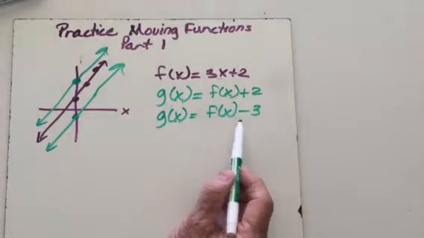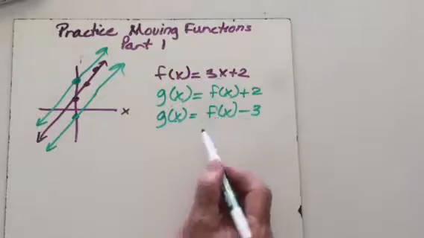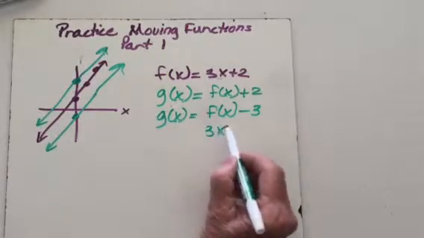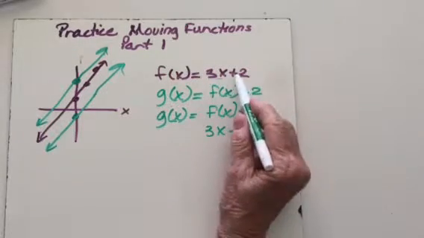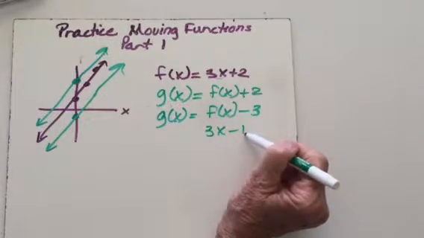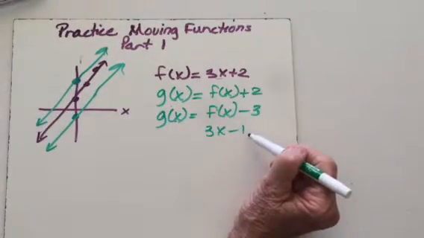Okay? By the way, if I went down 3, what is the new equation called? It's called 3x minus 1. Do you see that? Because negative 3 plus 2 is negative 1. So the new g of x would have been 3x minus 1.